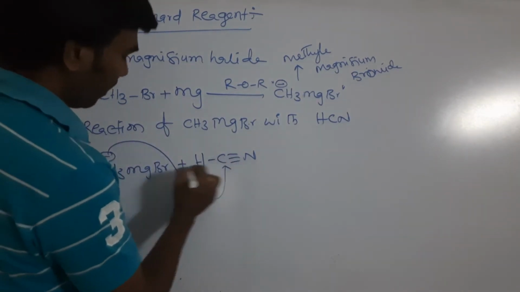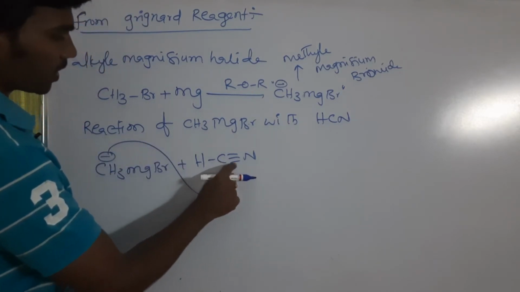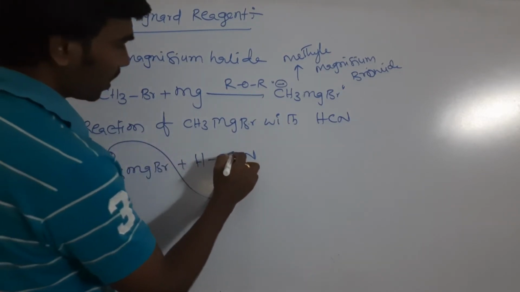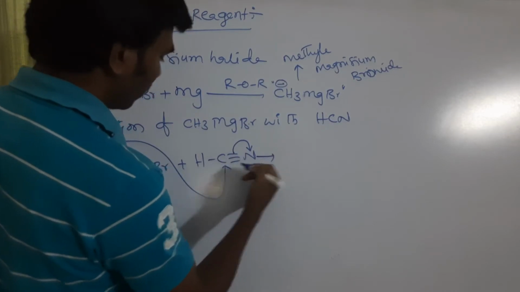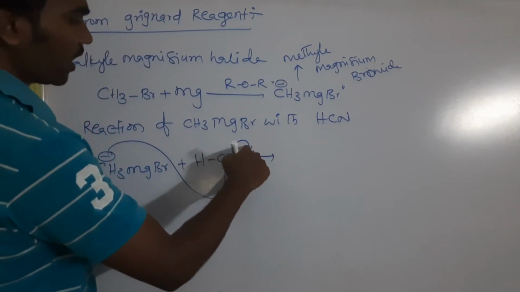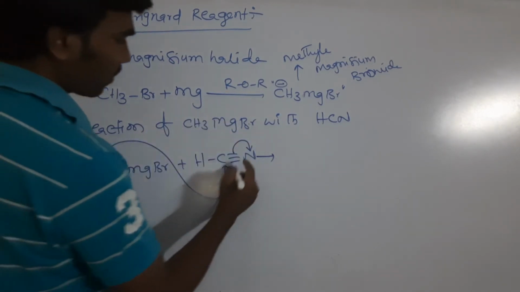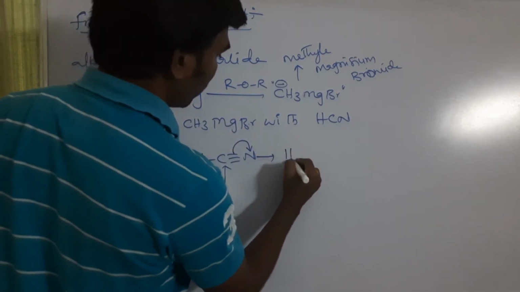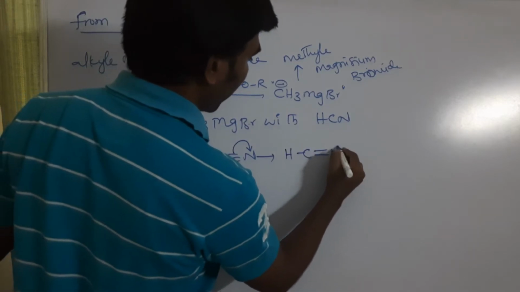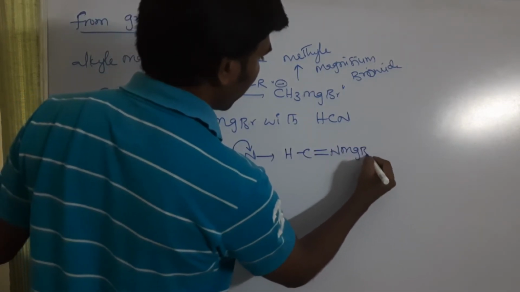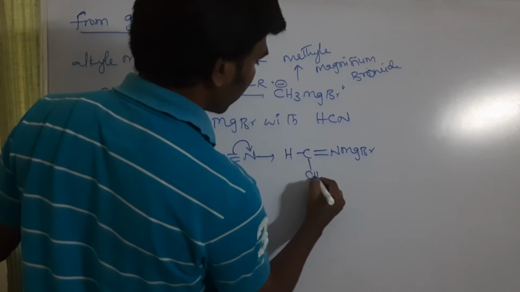When it attacks this carbon, the carbon is going to get 5 bonds, so one bond is going to shift onto nitrogen. Then electron density will be more on nitrogen, and this MgBr bonds with the nitrogen to neutralize that. So now HC double bond NMgBr will come, and here CH3 will come.